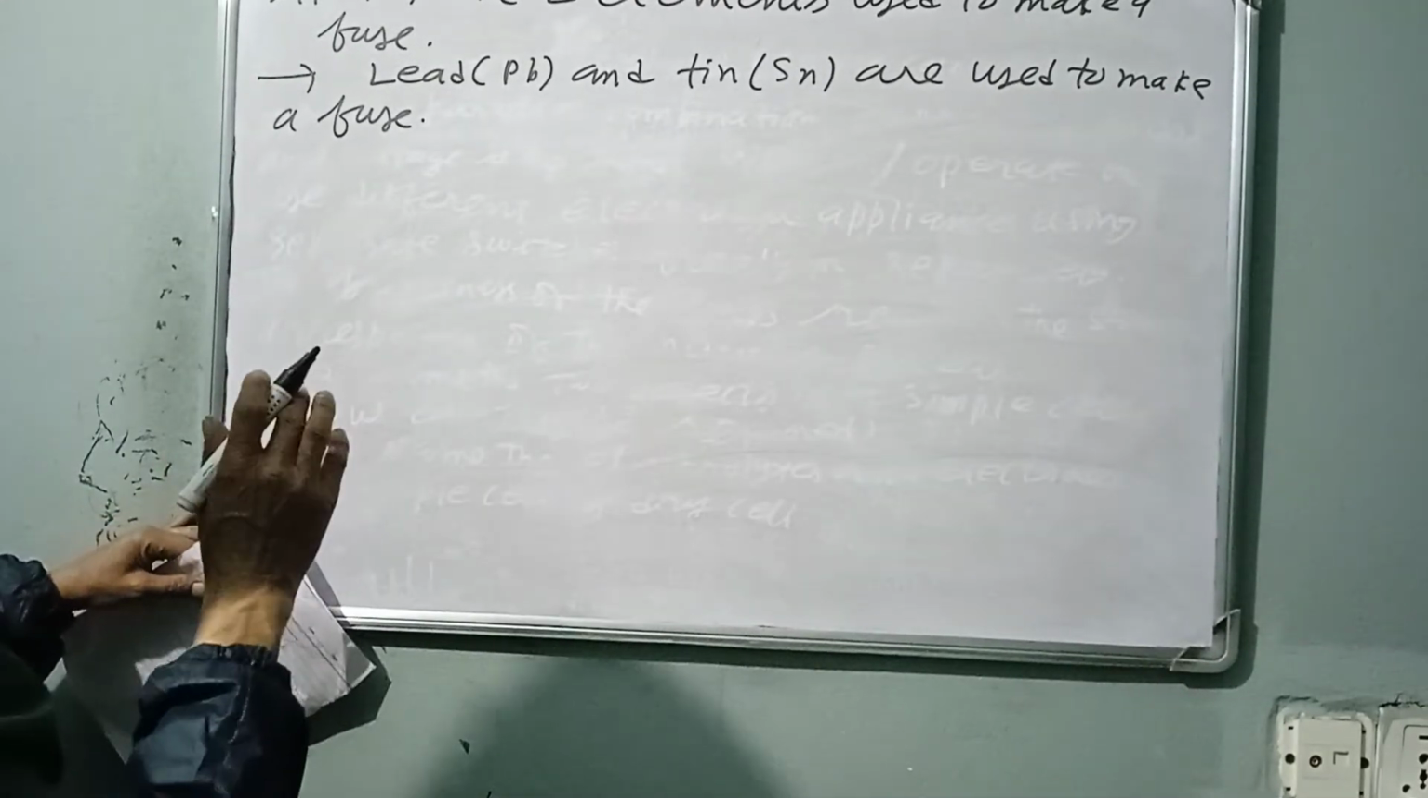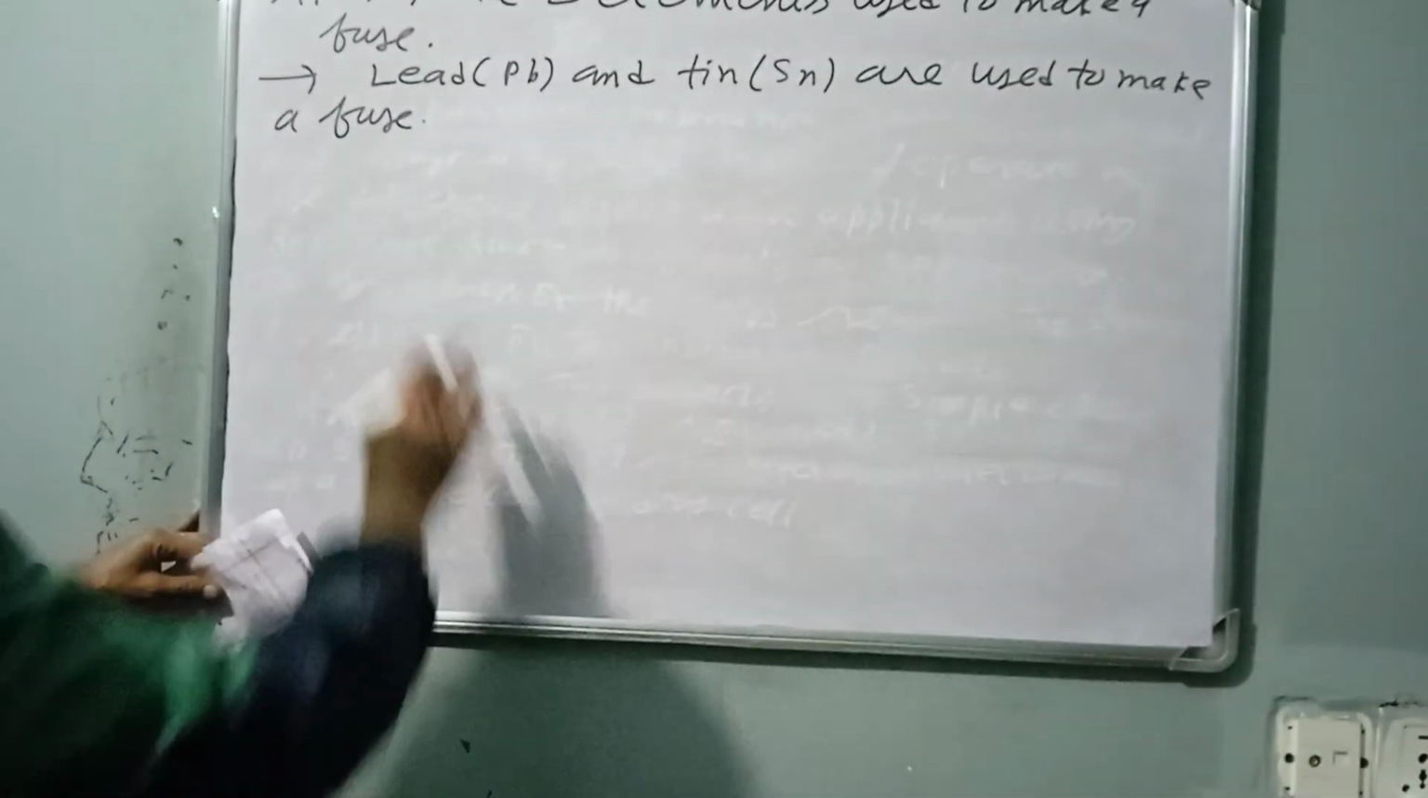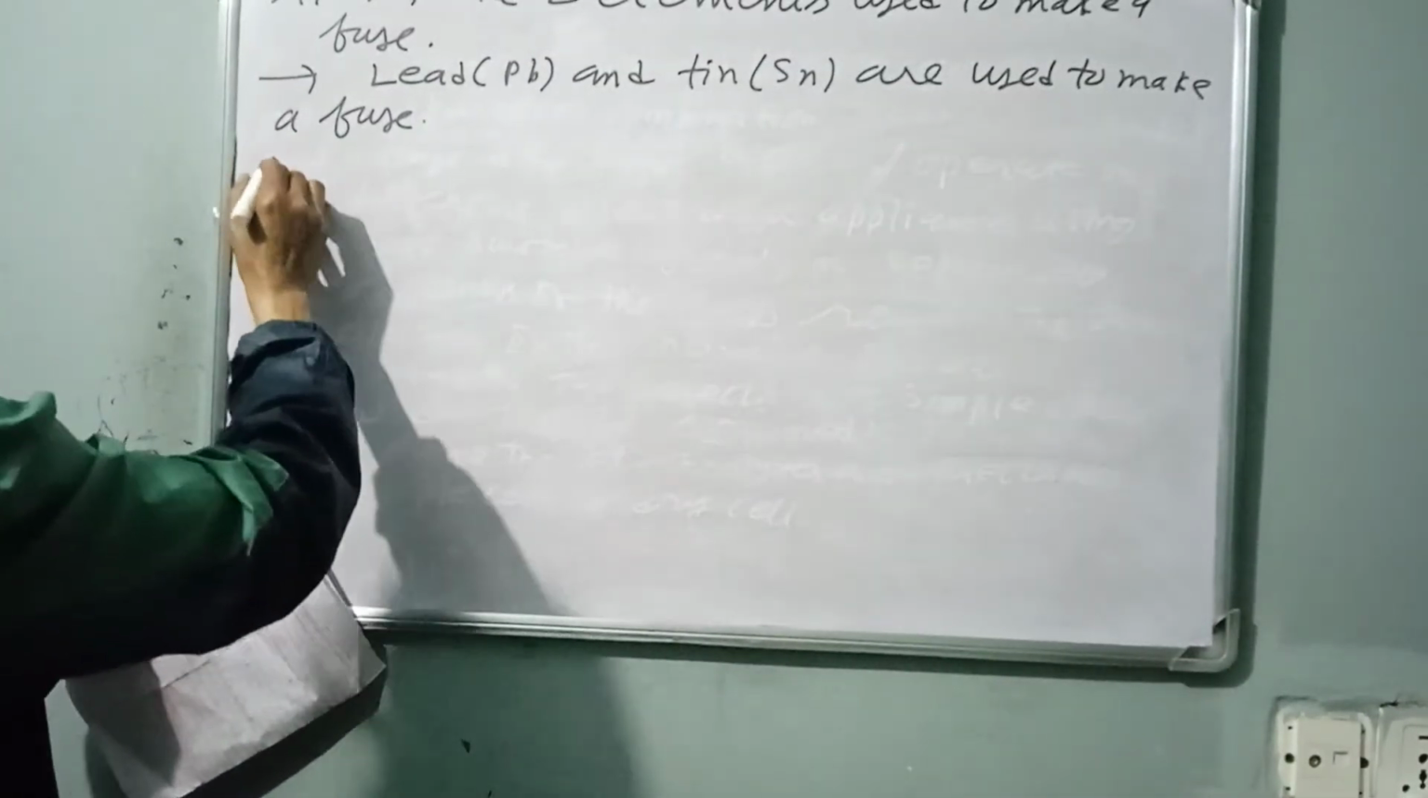It is also called fuse rating. Lead and tin are used to make a fuse, which has no resistance and a low melting point.